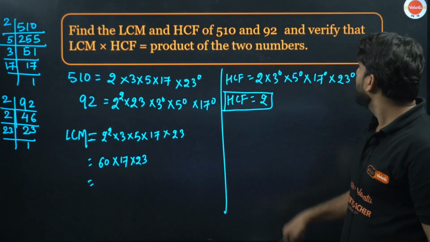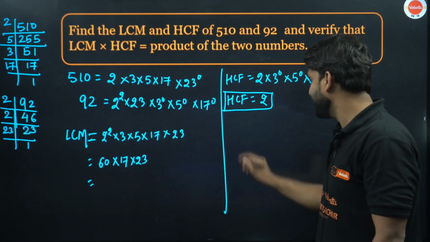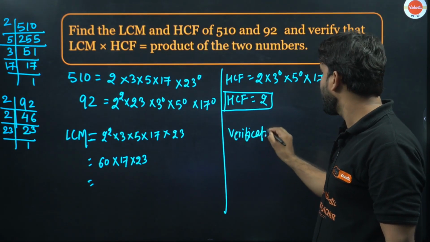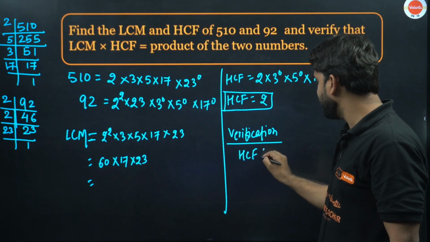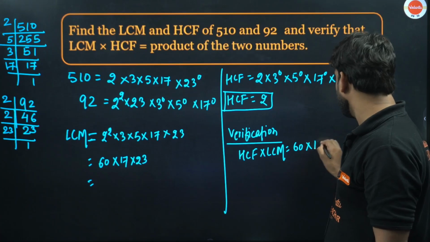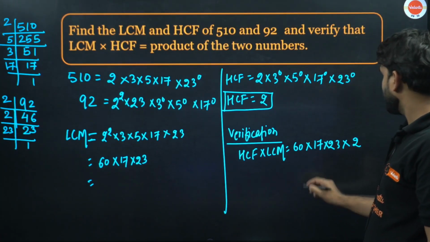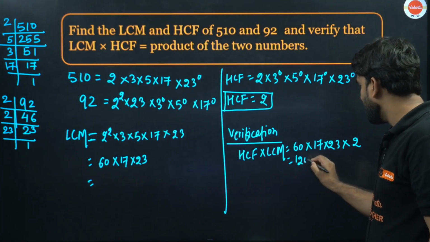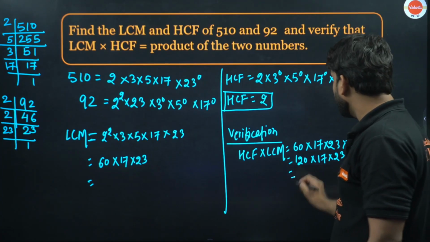Now we have to verify the product of the numbers also. So let's verify. I'm doing the verification here. Let's multiply HCF into LCM. So this is 60 into 17 into 23 into 2, right? So what will be the number? 60 into 2 will be 120 into 17 into 23. Let's multiply all the numbers.